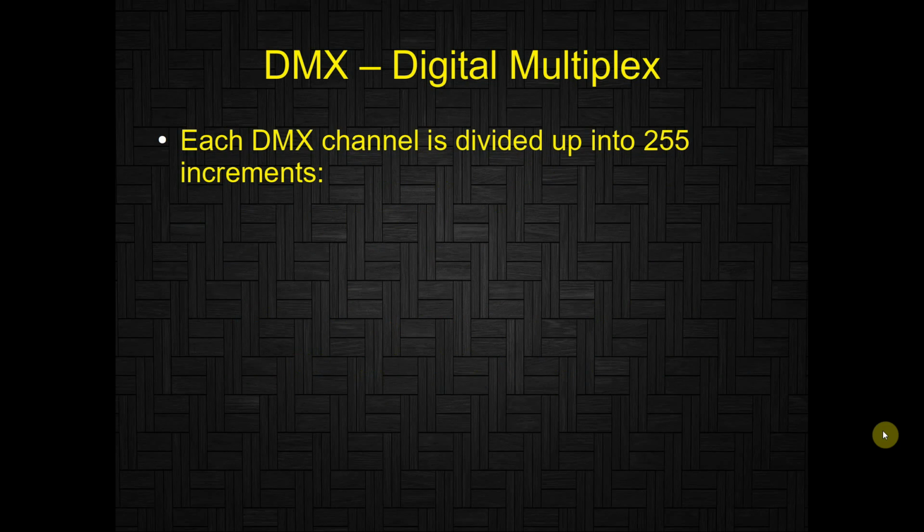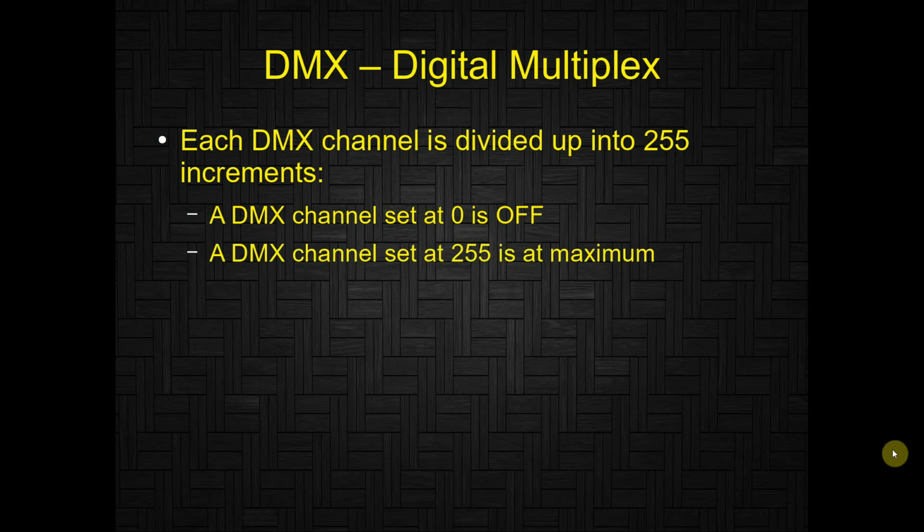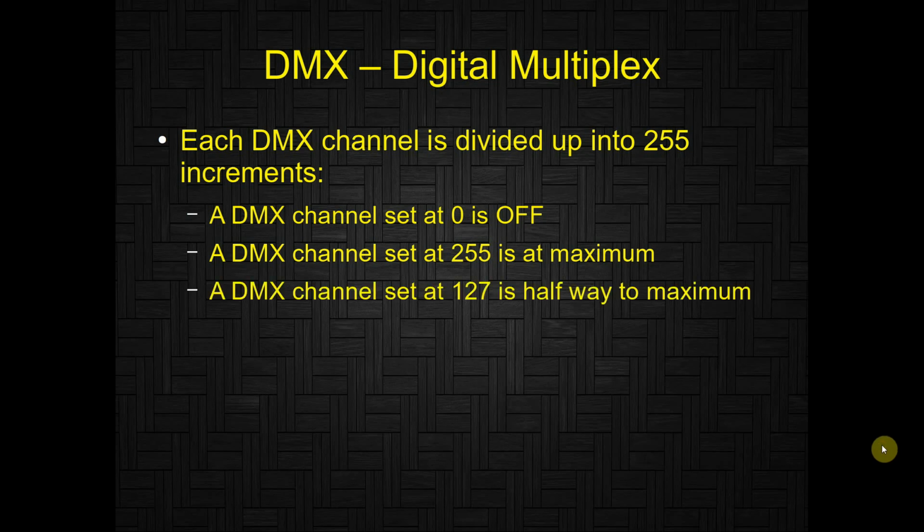Each DMX channel itself is divided up into 255 increments. So when a channel is set at 0, it basically means that that attribute is off. A DMX channel controlling intensity set to 0 means there would be no intensity. If we set it at 255, that would be full intensity, so that light is on as bright as it possibly can go. And if we were to set it at 127, that's approximately halfway.